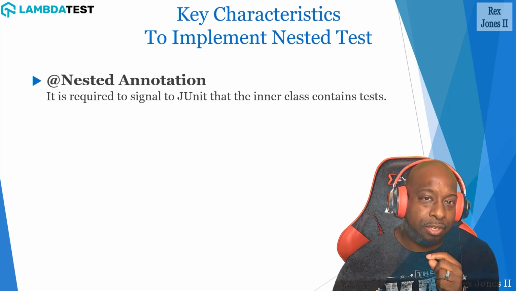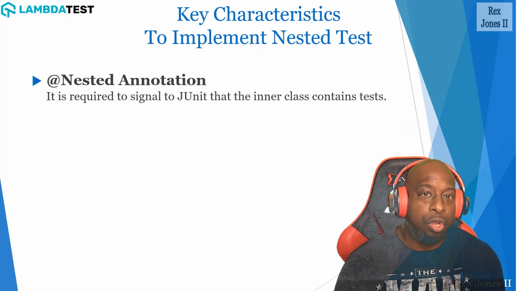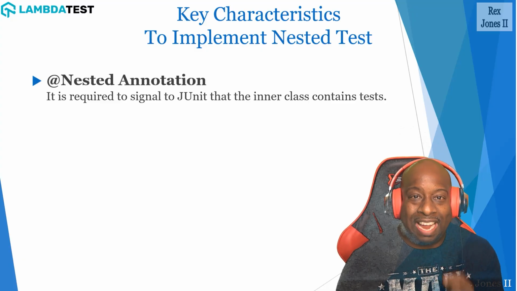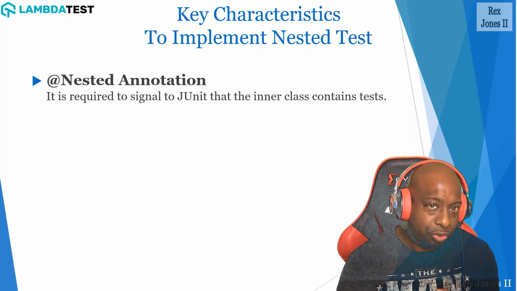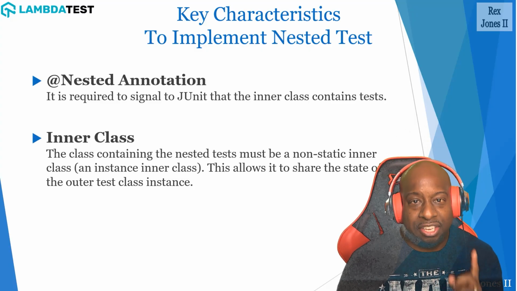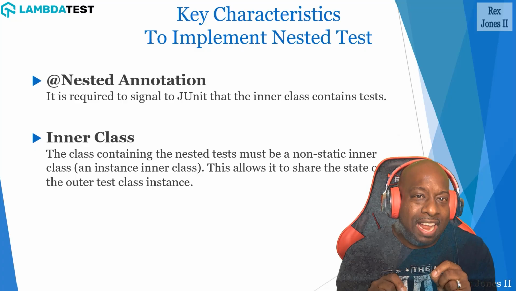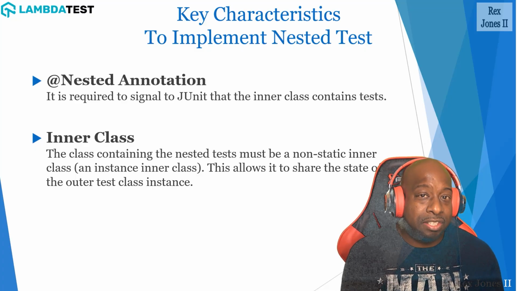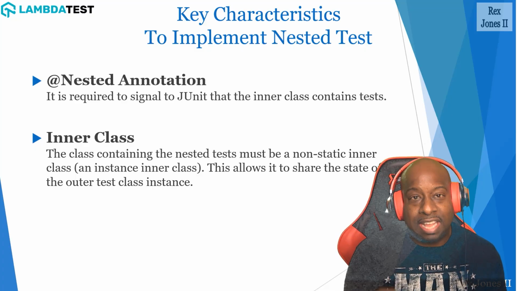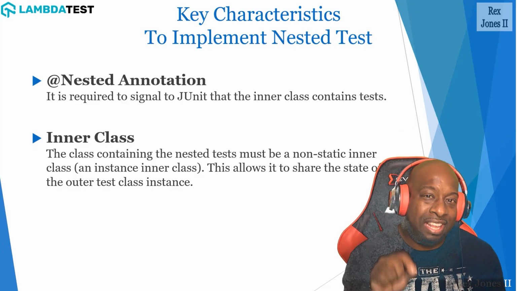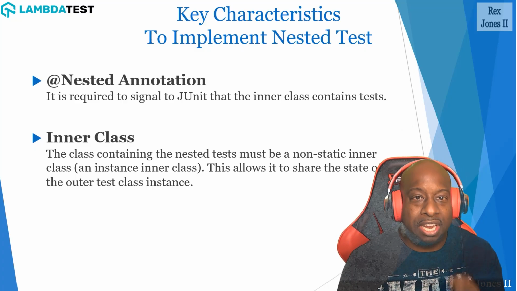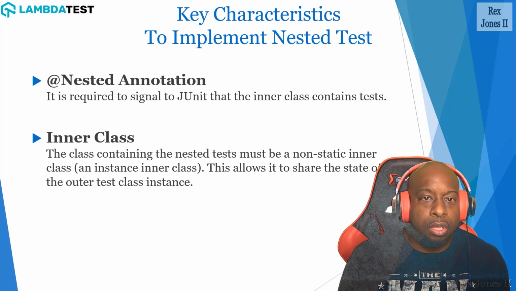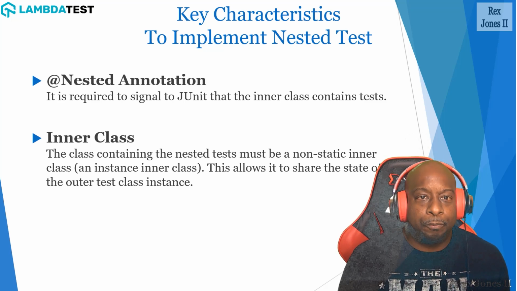The first characteristic is the nested annotation. It is required to signal to JUnit that the inner class contains test scenarios. The second characteristic is the inner class. It is a class that contains the nested tests and needs to be a non-static inner class. This allows the inner class to share the state of the outer test class instance. Let's go back to the IDE.